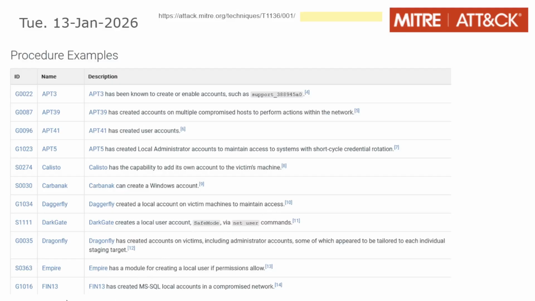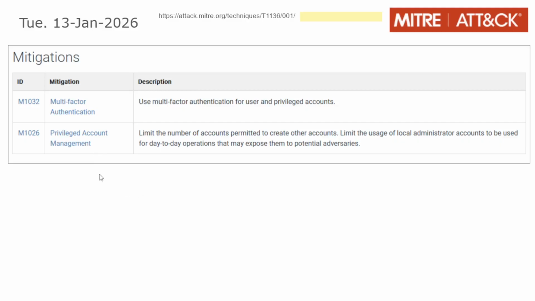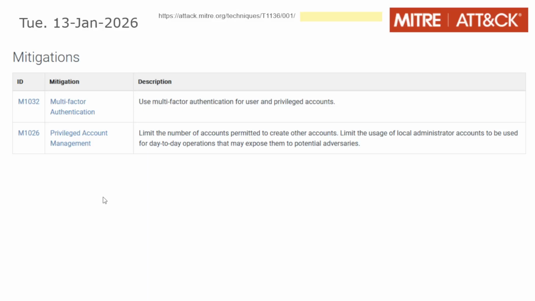So far so good, that's for the procedures. As you can see, hacker groups and software use this technique indeed. Mitigations are multi-factor authentication and privileged account management. That's what you can do to avoid it. Multi-factor means username and password isn't enough. That will scare off a lot of, let's say, casual hackers out there.